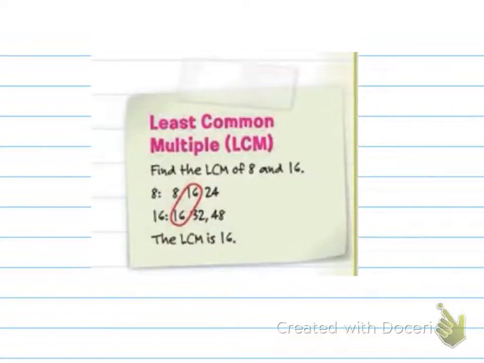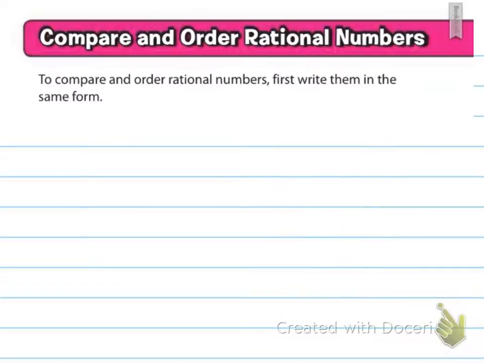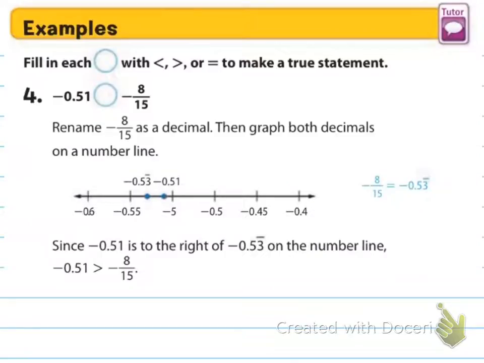So least common multiple, we want to find the least common multiple of the 8 and 16, which is going to be 16. So just reviewing that least common multiple, still happening, did not go away. All right, so compare and order rational numbers. To compare and order rational numbers, first write them in the same form.